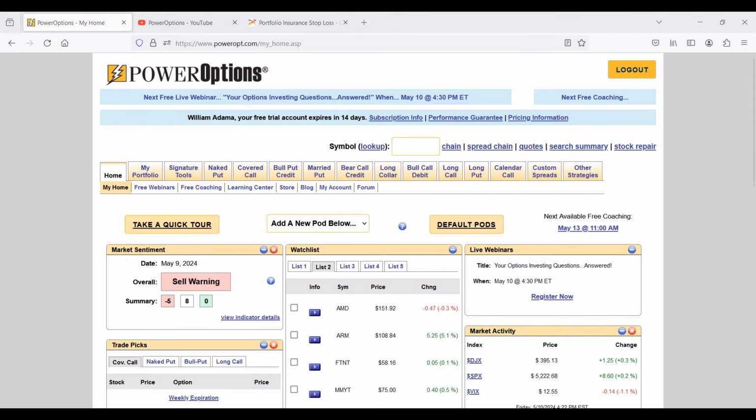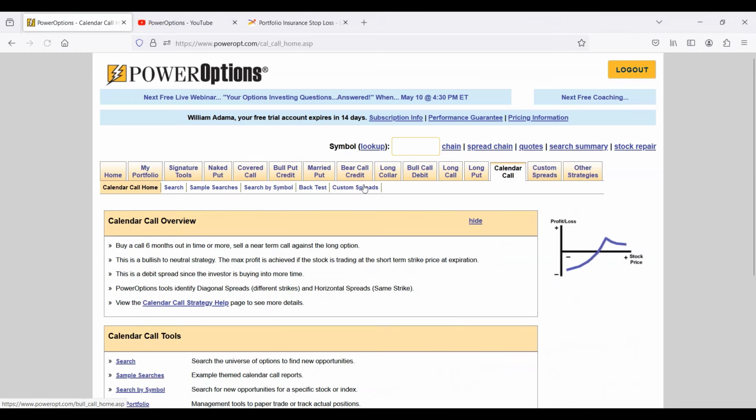Now, I did have a quick question that came in during coaching sessions this week. Actually, it was today, as a matter of fact. My apologies. It was a customer asking for clarification on diagonal calendar call spreads, poor man's covered calls, and a filter that we use for our default searches on the calendar call screen.